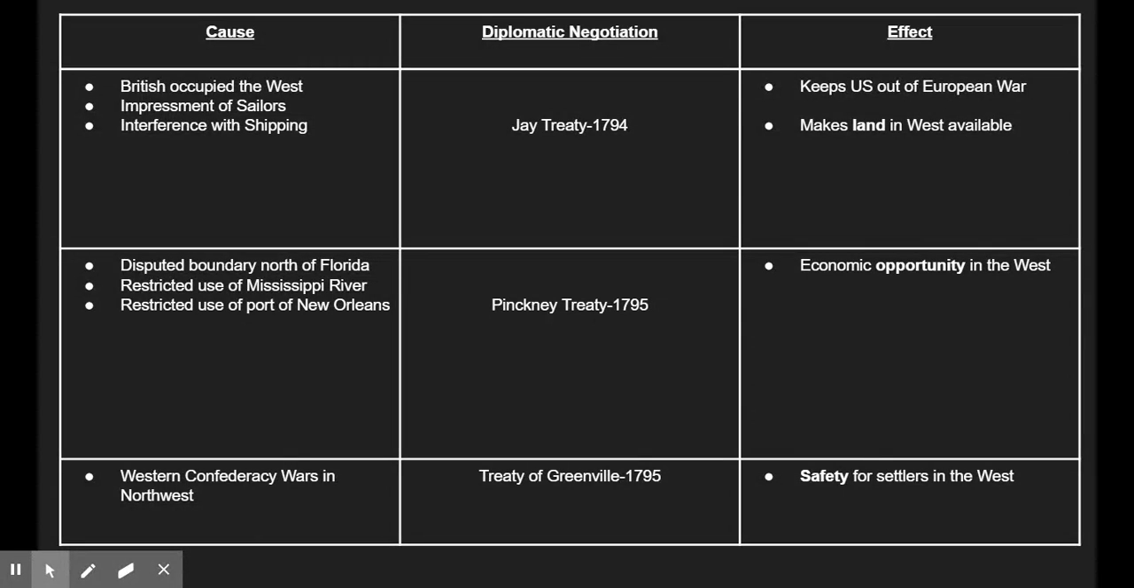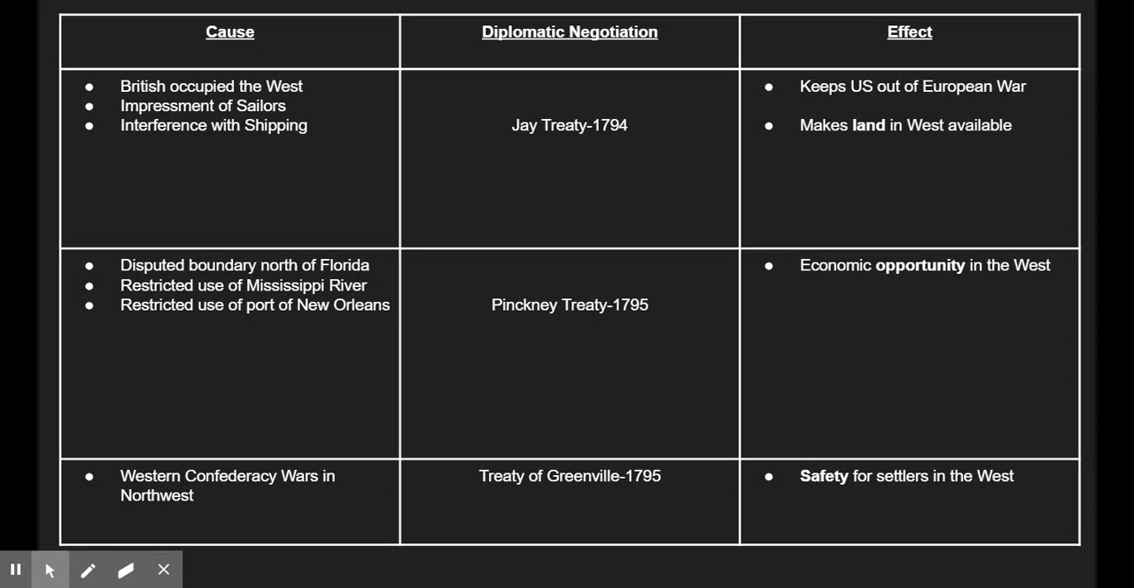The effect of this is to keep the United States out of European war, right? So we're able to avoid conflict with them. And it makes more land available in the West by getting the British forts off of the frontier. So in that respect, that one aspect of the treaty, it's seen as relatively successful. Less successful with stopping the impressment and interfering with our shipping. But it does make more land available in the West.